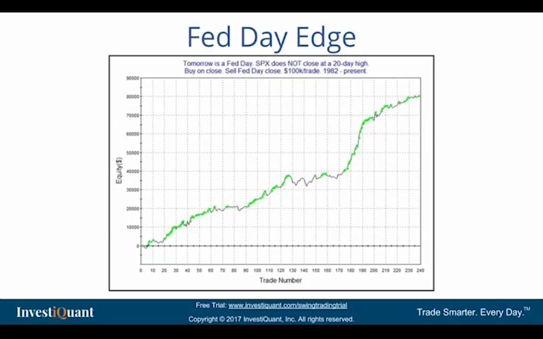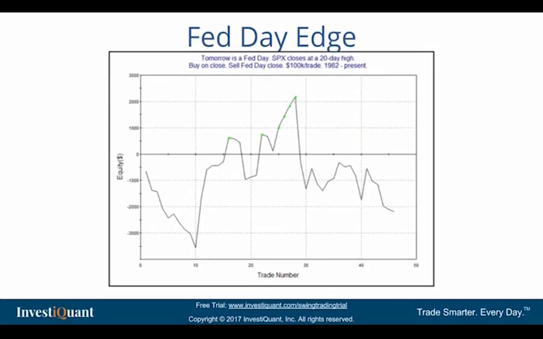I don't show it on here, but the average Fed day in this case has earned something like, I think, 5 to 7 times that of the average day. So it's a substantial edge, and it's been a steady one. This is what happens when it closes at a 20-day high going into a Fed day.